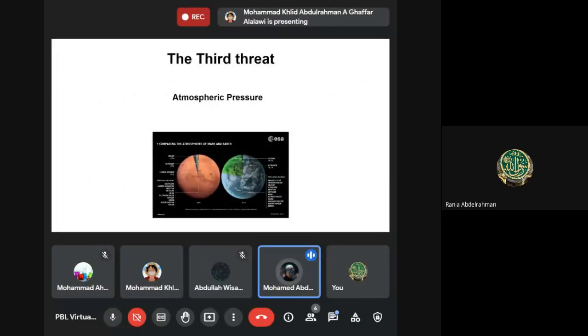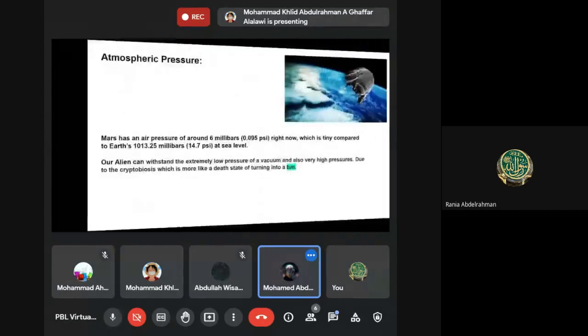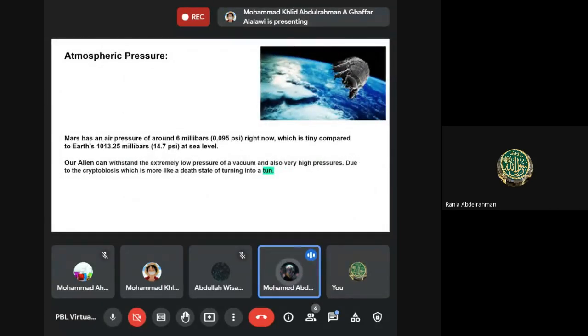The third threat is the atmospheric pressure. A difference in pressure is a very dangerous factor, because it may cause our alien to either explode or shrink, and in both cases it will die. Just comparing the pressure on Mars to the pressure on Earth, pressure on Mars is about 0.095 psi, which is very tiny compared to Earth's 14.7 psi of pressure at sea level.